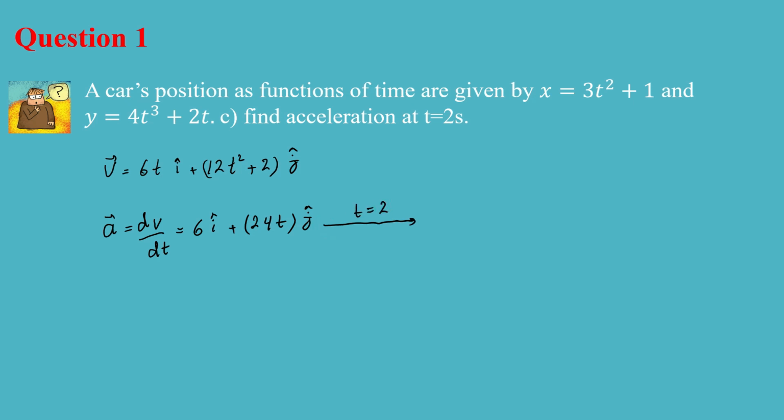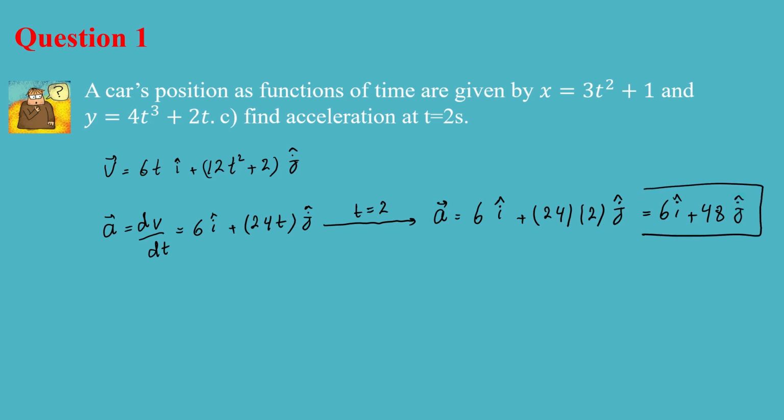Now I need to substitute t equal to 2 here. So the point is, in the x-axis nothing is going to change because it's not dependent on time. So in the x-axis my acceleration is always constant and it's time independent. However, in the y-axis it does depend on time and I need to substitute time here. So my acceleration is going to be a constant 6i in the x direction, and the y direction is going to change with time, so it's time dependent. So I have 6i plus 48j.